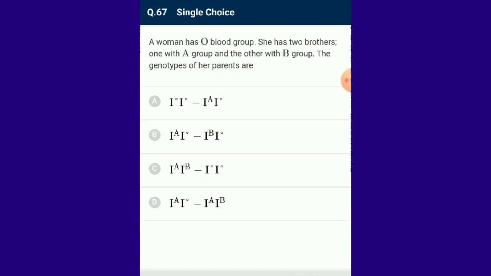Question number 67. A woman has O blood group. She has two brothers, one with A group and the other with B group. The genotype of her parents are. A woman with blood group O should have genotype ii. Both of her parents should have at least one i allele. So for having a child with blood group B, there should be at least one parent having a copy of the I^B allele. So the answer for this question is option B. I^A i, I^B i.